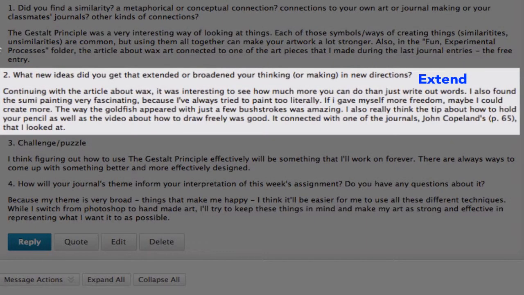For Extend, the question I used was, what new ideas did you get that extended or broadened your thinking or making in new directions? And so this student responded with another technique that they wanted to try in the upcoming assignment that would extend their making.